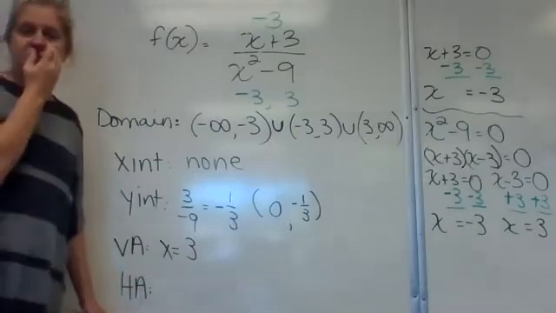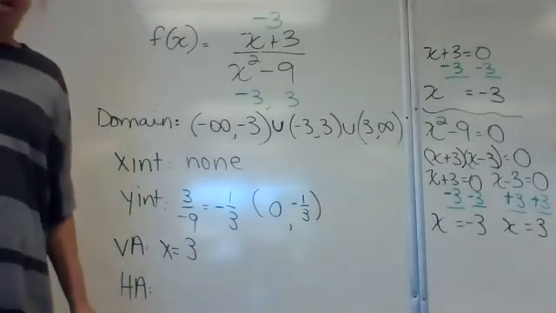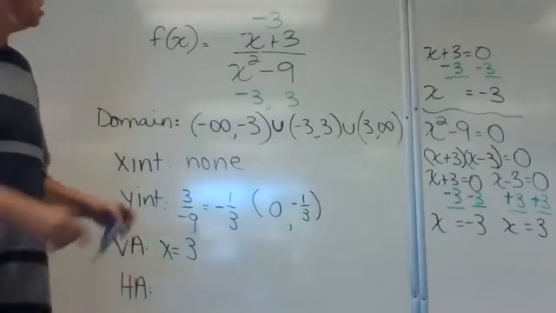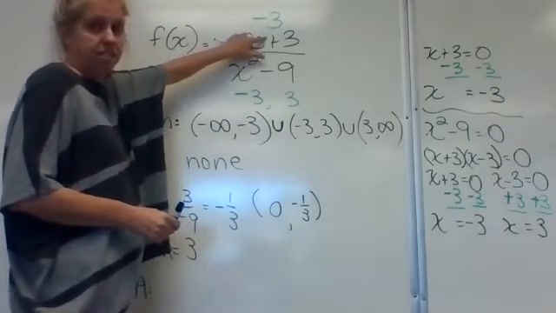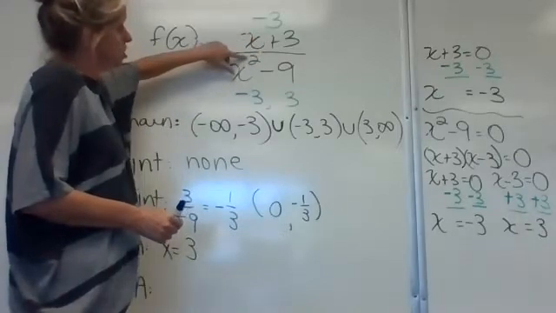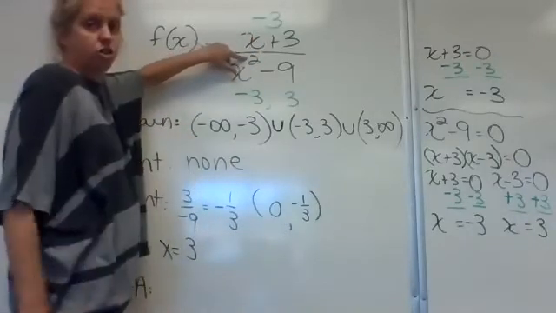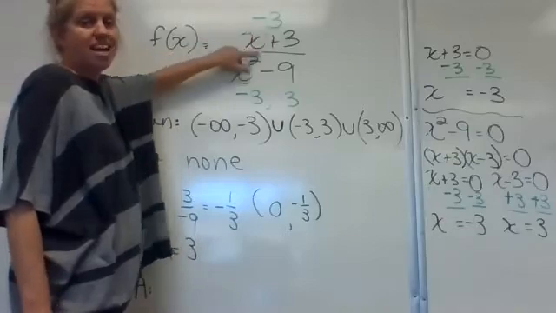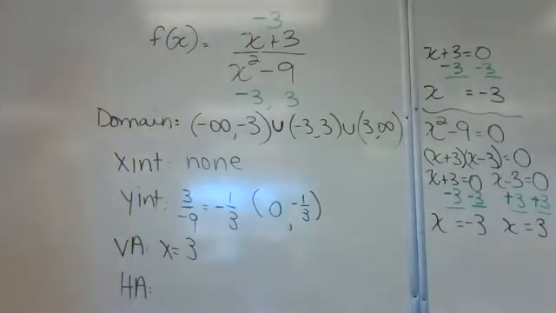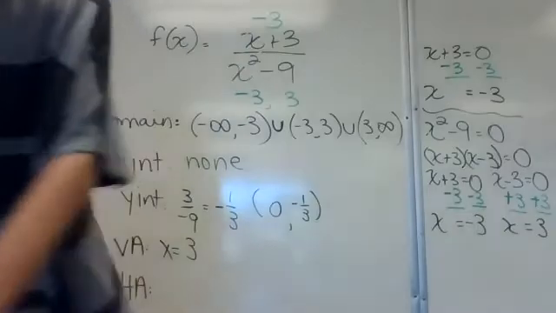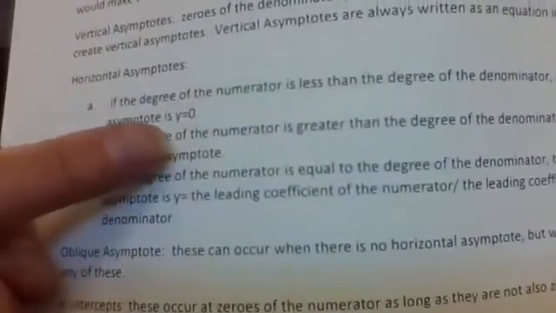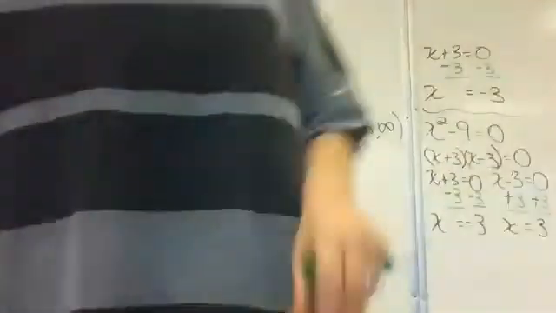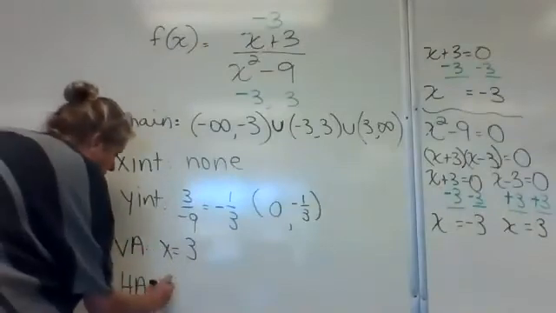And the last thing it's going to ask you is horizontal asymptote. That's where you look at your chart. What's the degree of the numerator? It's 1, because that's its highest exponent. The degree of the denominator is 2. So the numerator's degree is less than the denominator's degree. What does that mean in your horizontal asymptote chart? Less than means the horizontal asymptote is automatically y equals 0.